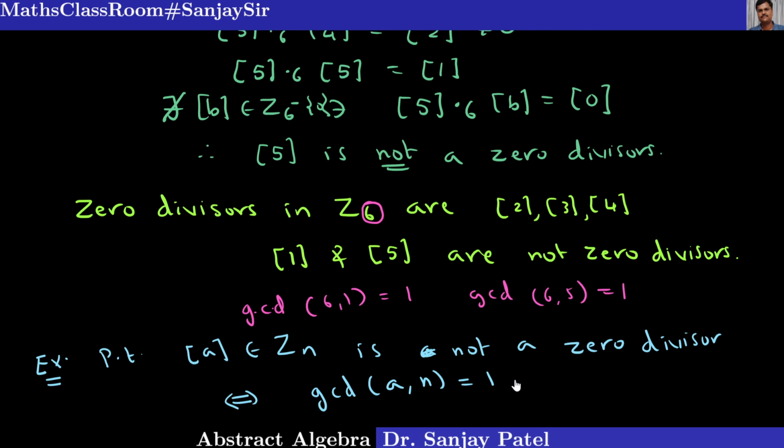So in this lecture, we have defined ring and some special types of ring, a commutative ring, ring with unity, and the concept of zero divisors. In the next lecture, we'll be taking various examples of ring, and we'll check all these conditions.